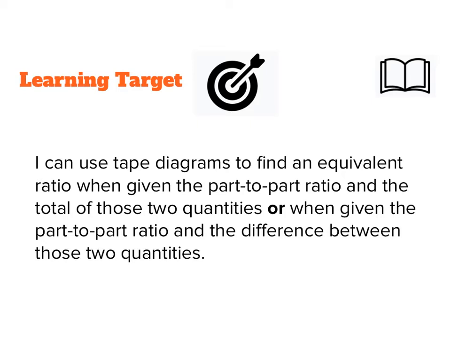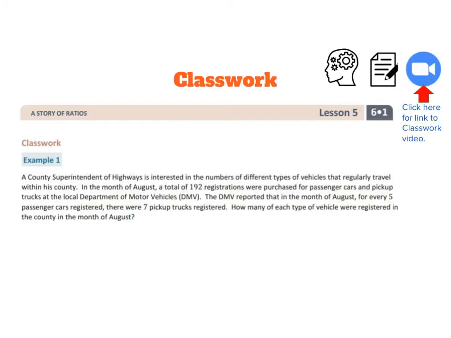So, just for you to check your classwork, again, refreshing about the learning target. I can use tape diagrams to find an equivalent ratio given the part-to-part ratio and the total of those two quantities, or when given the part-to-part ratio and the difference between those two quantities. And this will make more sense. Well, you've already done the classwork, but let's take a look at the first example.